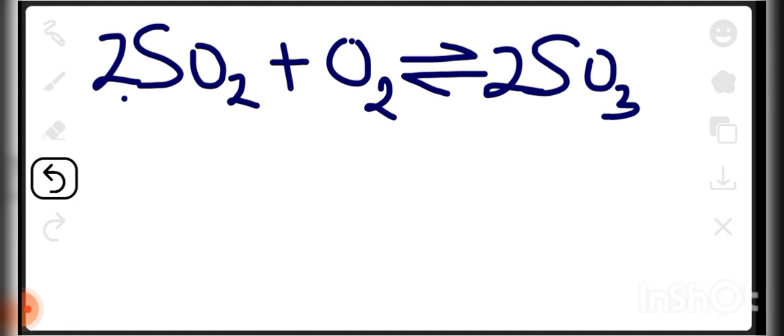2 times 2, that is 4, plus 2, that is 6. 2 times 3, that is 6. Oxygens, okay. We have 2 sulfur. We also have 2 sulfur. So this equation is 100% balanced now. So now we can write our chemical equilibrium.